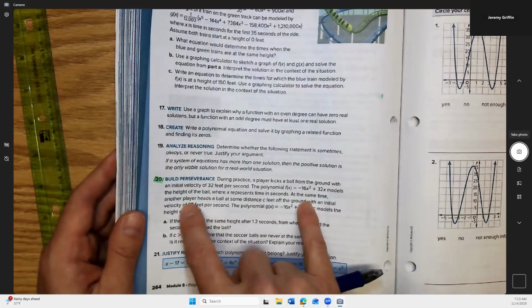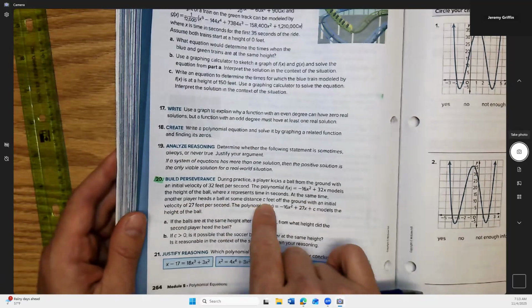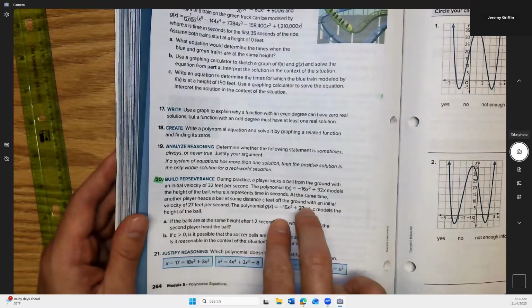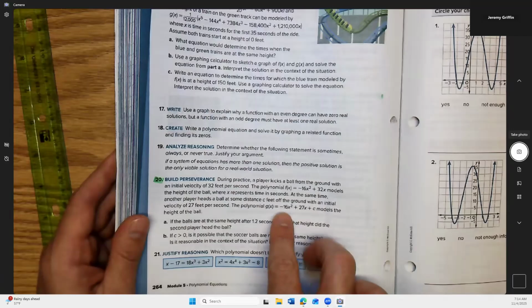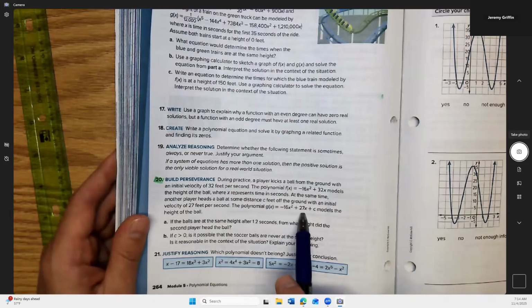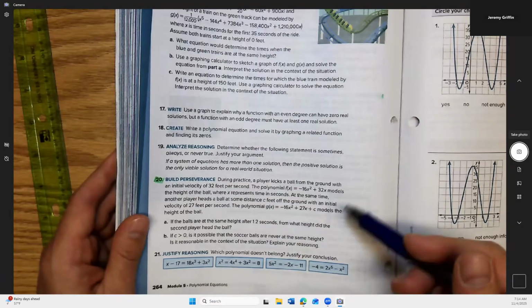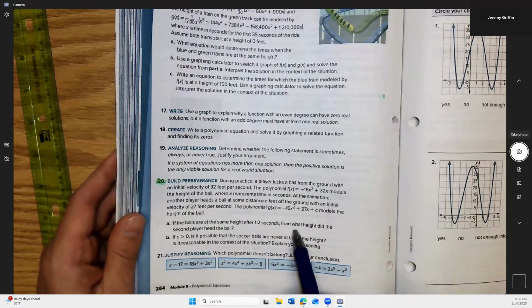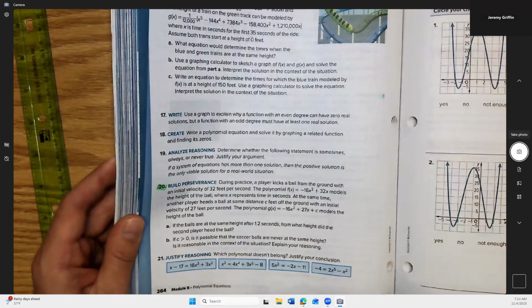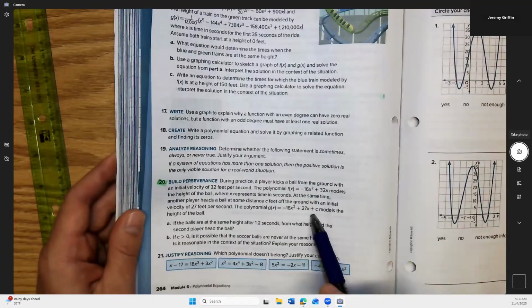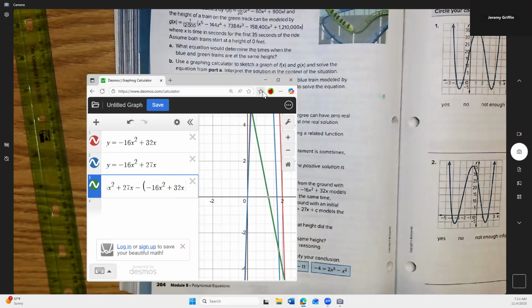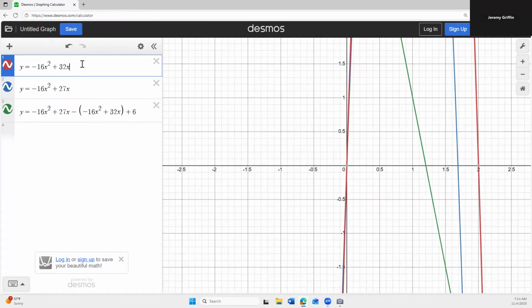Now we have a second player kicking a ball from c feet off the ground, with an initial velocity of 27 feet per second, which is given by this polynomial. Height as a function of time is negative 16x squared plus 27x plus c, where x is the number of seconds after you kick the ball. If the balls are at the same height after 1.2 seconds, from what height did the second player kick the ball? So basically, what is c equal to? What I did here is I graphed both equations, so I got the red and I got the blue.